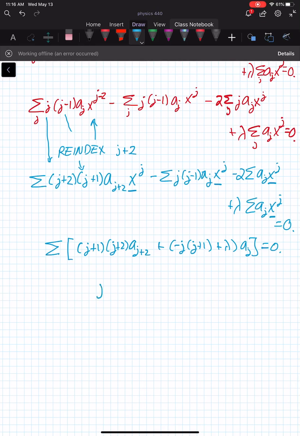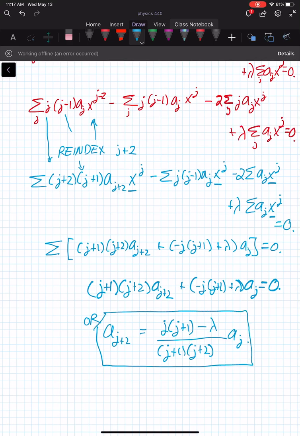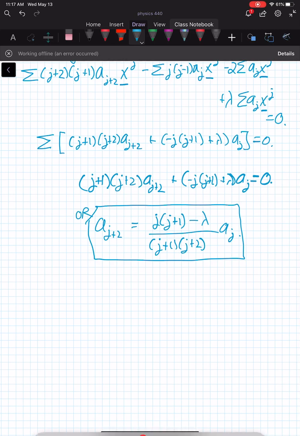Which means that in general j plus 1 times j plus 2 times a sub j plus 2, plus a minus j times j plus 1 plus lambda times a sub j is equal to 0, or a sub j plus 2 is equal to j times j plus 1 minus lambda over j plus 1 times j plus 2, times a sub j. So this is an alternate way. We now have our recursion relation.